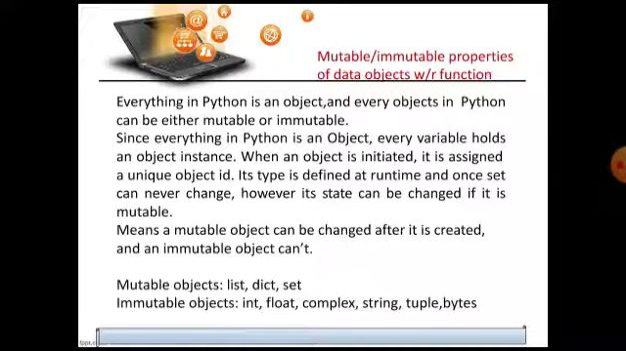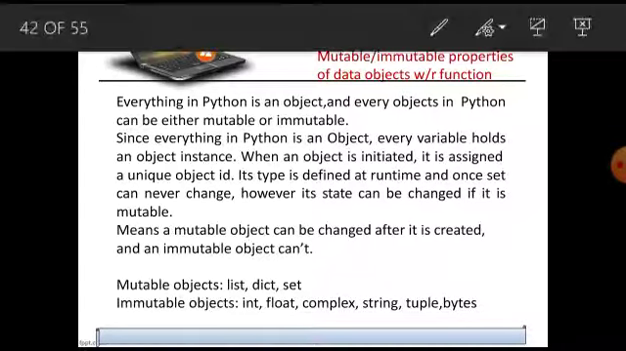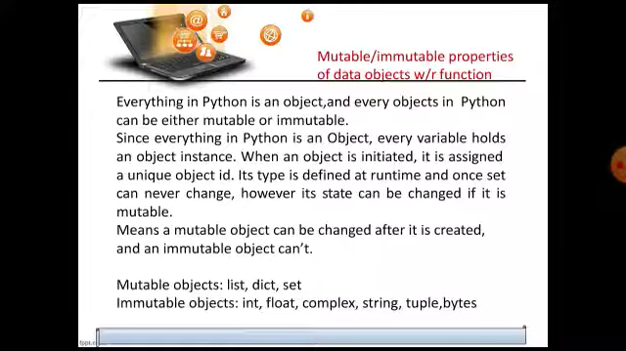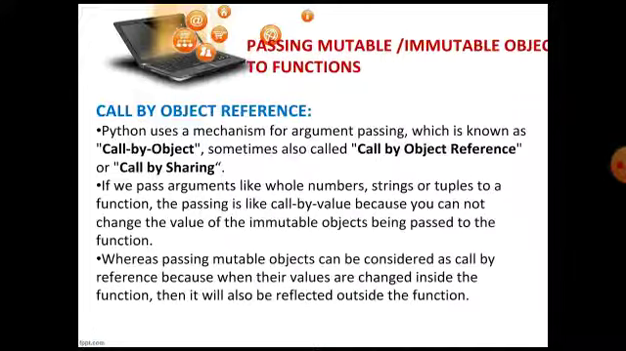It means that a mutable object can be changed after it is created, and an immutable object cannot be changed. Some examples of mutable objects are list, dictionary, and sets, and immutable objects are int, float, complex, string, tuple, bytes, and so on. These are some common examples of mutable and immutable objects. Now the main topic of today's video is how we can pass mutable and immutable objects to functions.